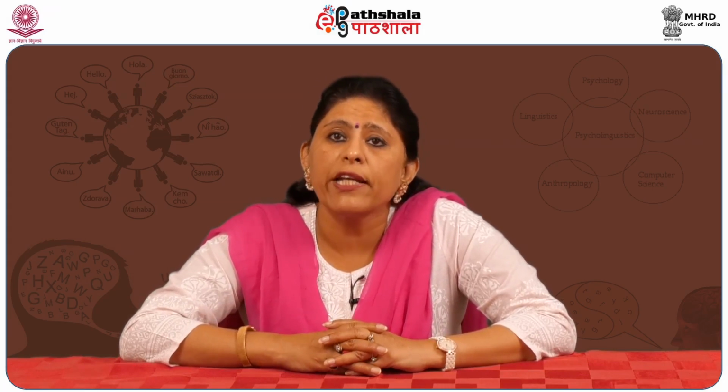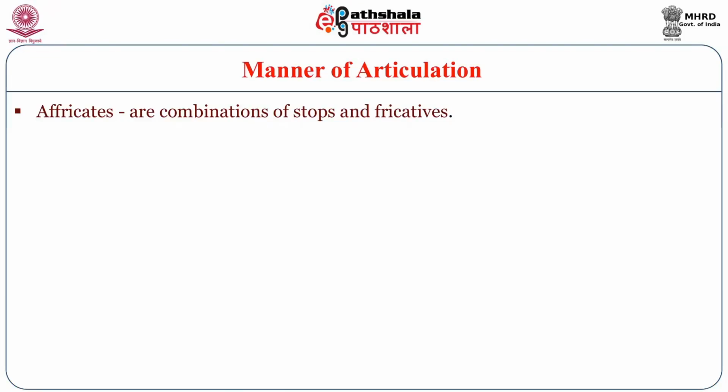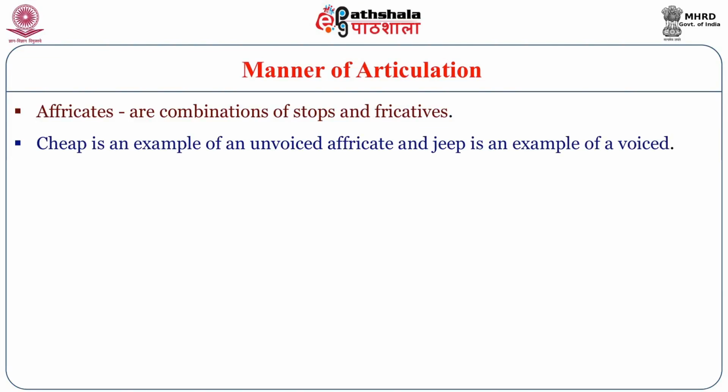We discussed fricatives. Now we have affricates also. They are a combination of stops and fricatives. Cheap is an example of an unvoiced affricate, and jeep is an example of a voiced one. Lips are coming together.